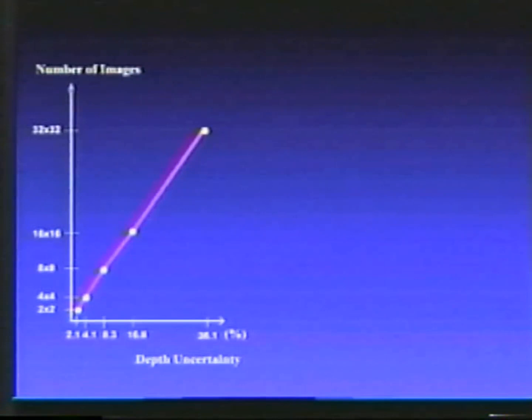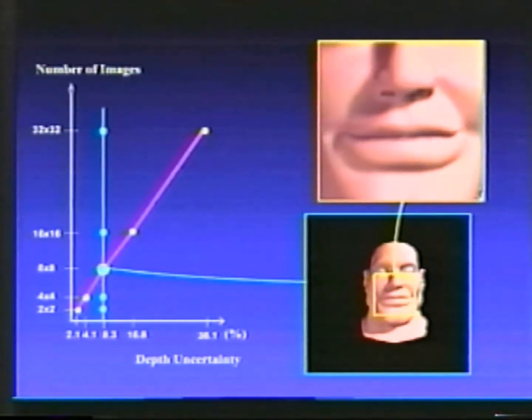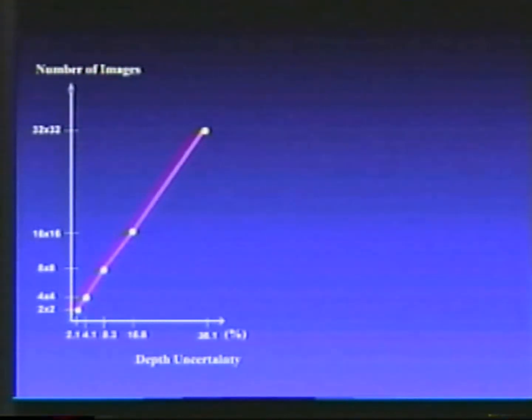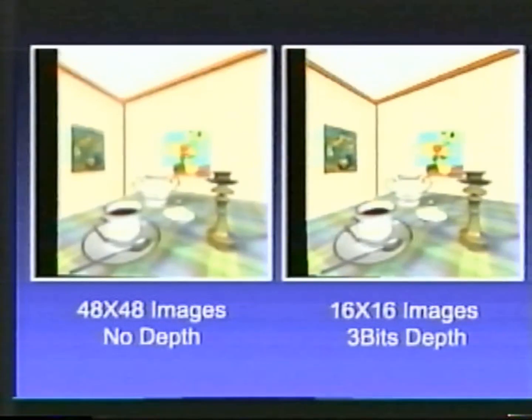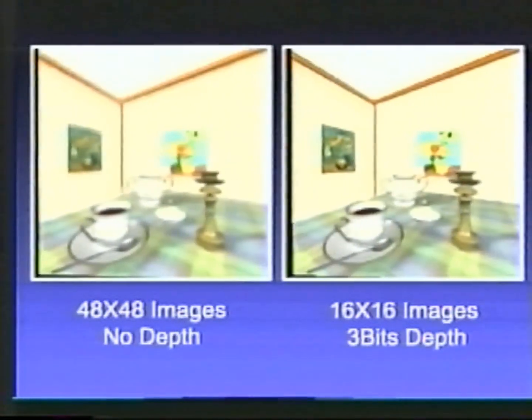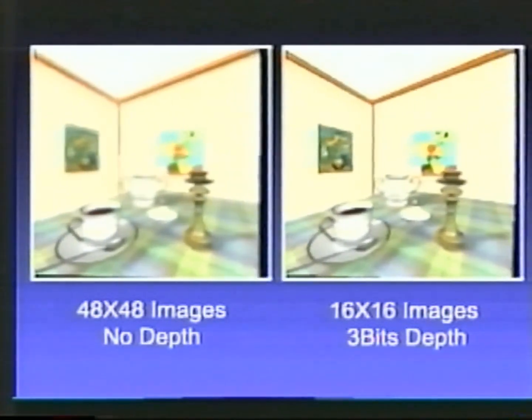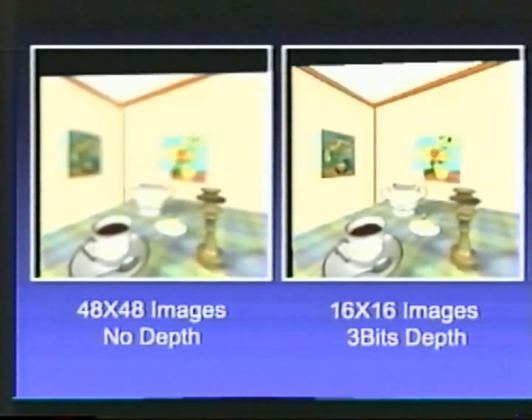The relationship between the number of images and the depth uncertainty can also be described in our model. Given a depth error bound, we can keep the number of samples to the minimum. According to our model, 124 by 124 images are needed for this scene with large depth variation.